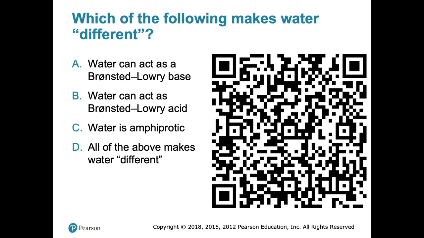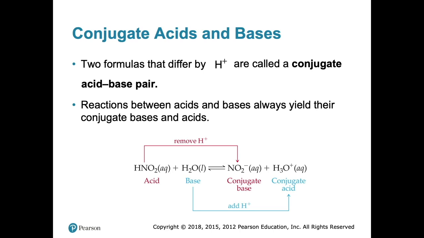Water can act as both a Bronsted-Lowry acid and a Bronsted-Lowry base. And then it is also amphoteric. It's called amphoteric because it can act as both, right? And so this is what makes water different, okay? This part is super important because it's going to dictate what you do with calculations for this chapter, okay?